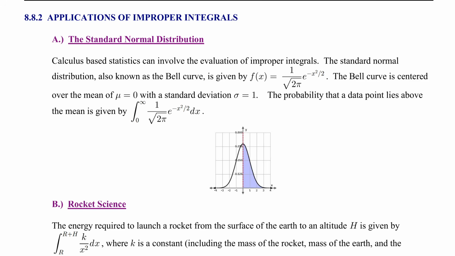Calculus-based statistics can involve the evaluation of improper integrals. The standard normal distribution, which you may know as the bell curve, is given by the function f of x equals 1 over the square root of 2 pi times e to the negative x squared over 2. This is actually the curve that I used to generate the graphs in your notes on the previous page.